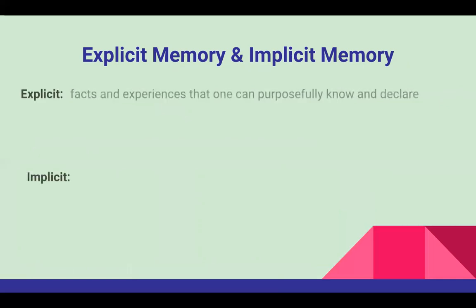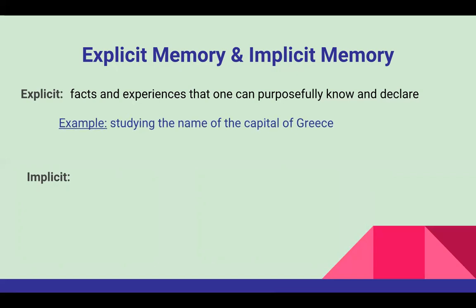And then he discusses explicit memory and implicit memory. Explicit memory is memory that takes effort. It's based on facts and concepts, knowledge outside of ourselves that we have to, with effort, memorize or learn. The example used in the video is studying the name of the capital of Greece.